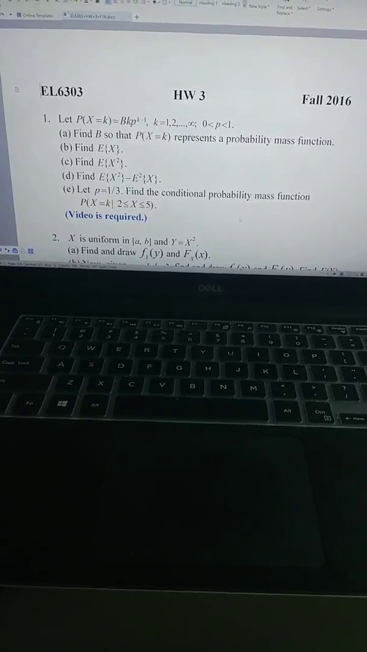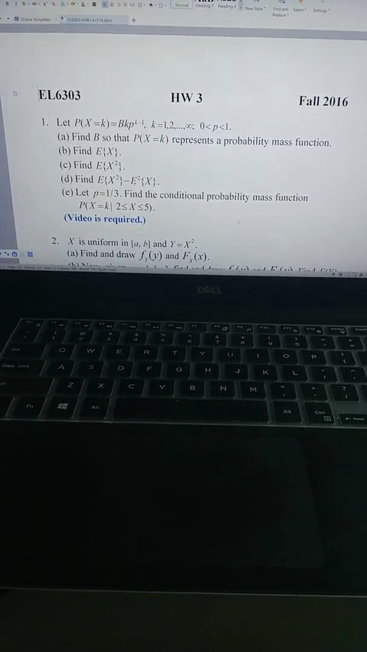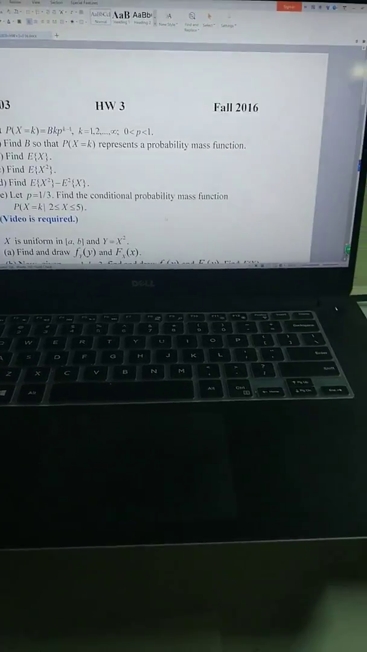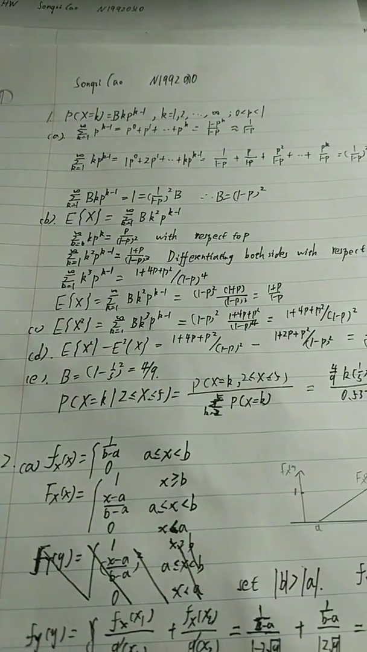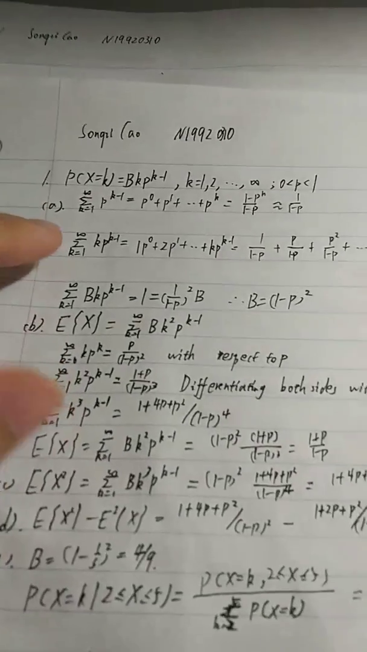In this homework, in question 1, let this equation, and in part A, find b so that this probability represents a probability mass function. So we can calculate it by calculating the sum of the sequence.